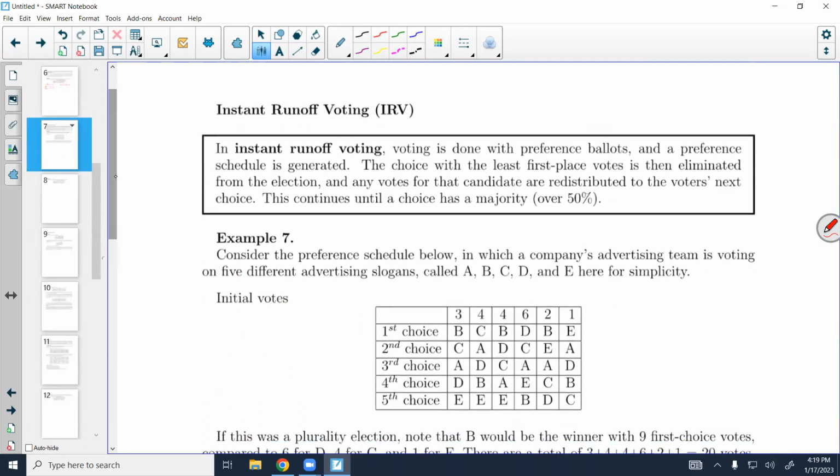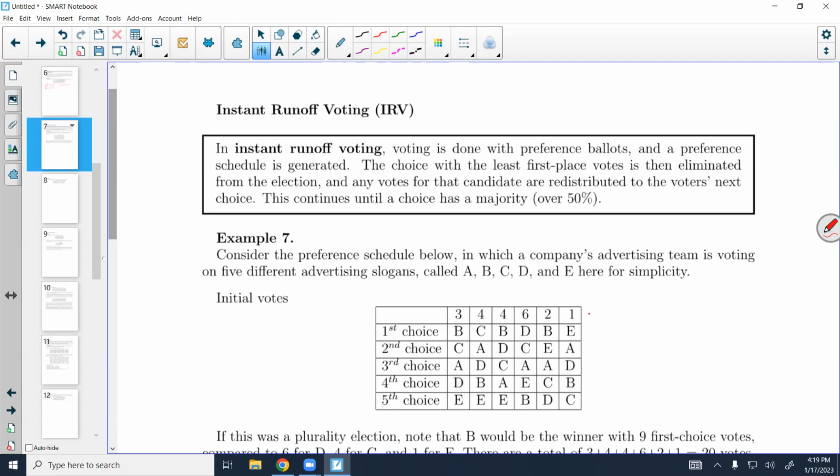Now here's what they used in Alaska. This can get time consuming. Instant runoff voting. In instant runoff voting, voting is done with preference ballots and a preference schedule is generated. The choice with the least first place votes is then eliminated from the election. Any votes for that candidate are redistributed to the voter's next choice. This continues until a choice has a majority of over 50%.